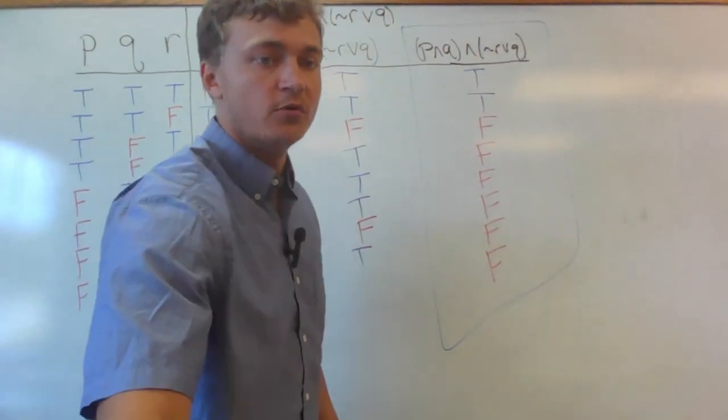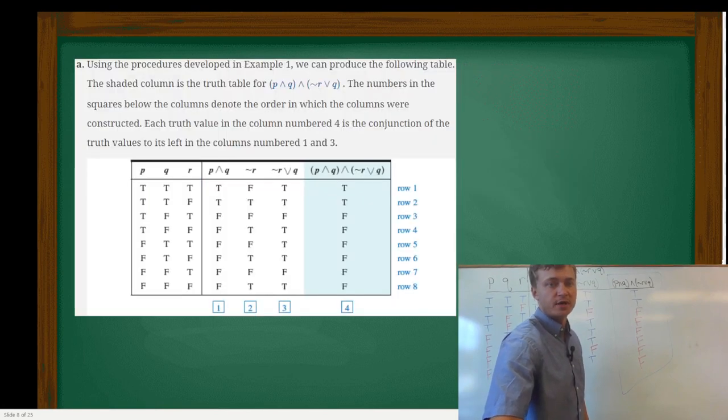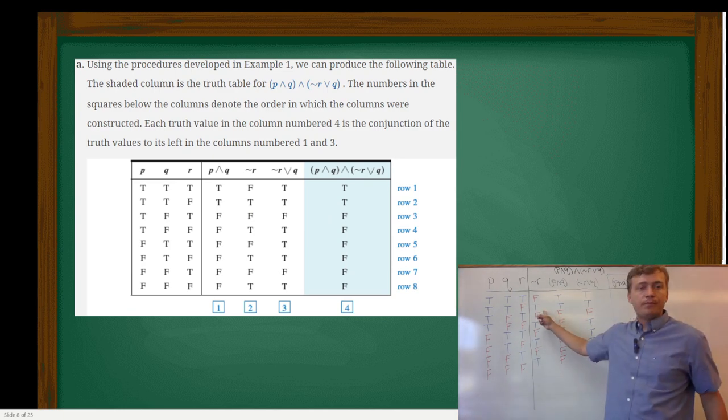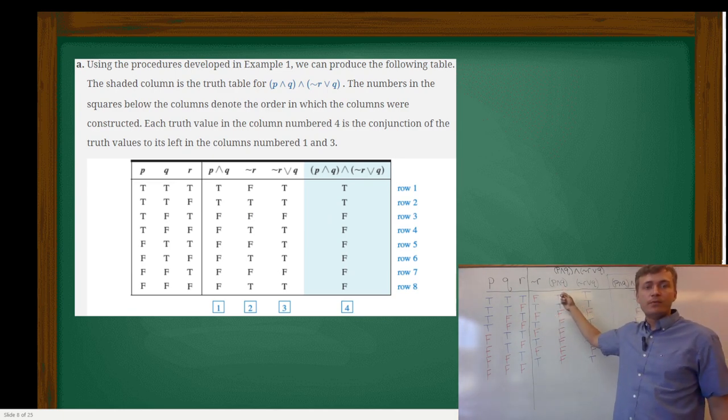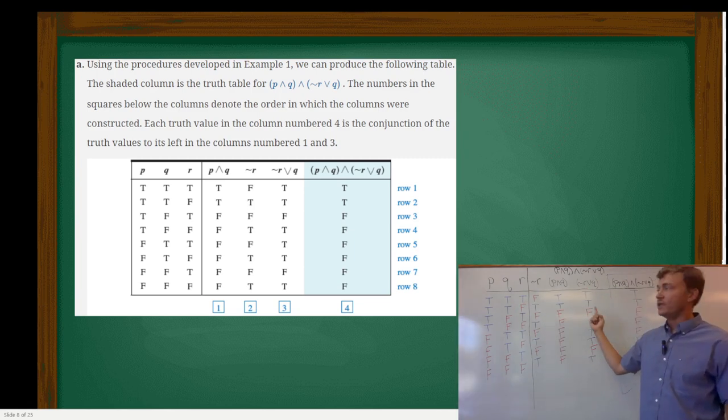We'll see how we did. We'll go back to the PowerPoint slide and compare. And note here that in our last column, we have true, true, followed by false, false, false, false, false, false. So once again, our negation column, our P and Q column, our not R or Q column, and then lastly, we're bringing these two together.